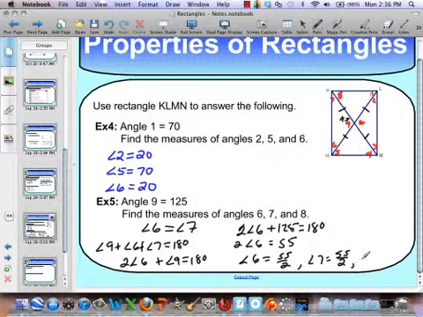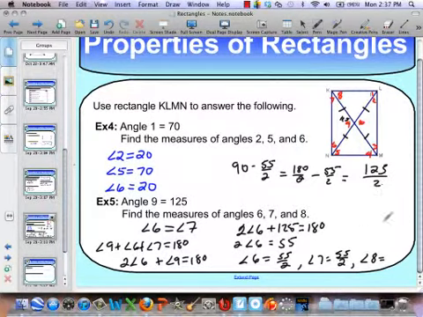Well, what does that make angle 8? What would angle 8 be? You would have to do 55 halves, not divided by, but subtracted from what? From 90. So we get 90 minus 55 halves. 180 halves minus 55 halves is 125 halves.